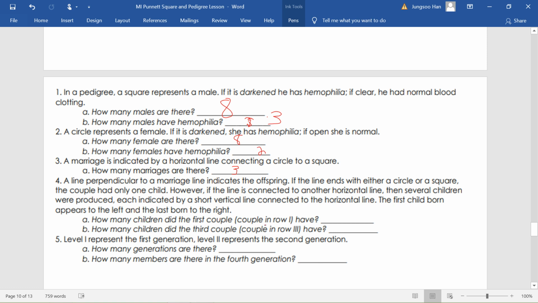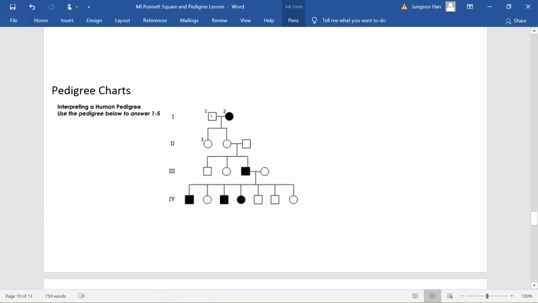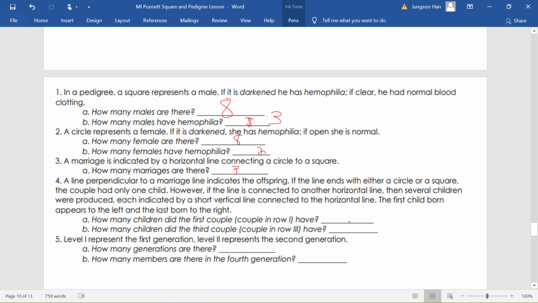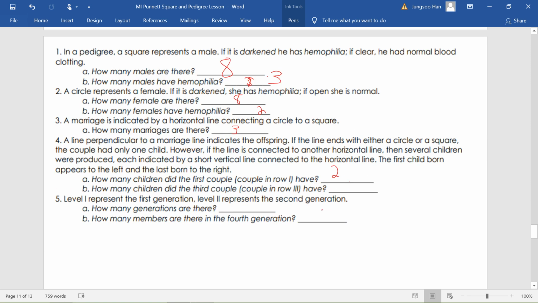How many children did the first couple have? The couple in row 1 had two daughters. Again, individual 3 in generation 2 is the oldest daughter. So they had 2. How many children did the third couple have? The couple in row 3, or generation 3. Oh wow, they have 1, 2, 3, 4, 5, 6, 7. 7 children. Wow, that's a lot.